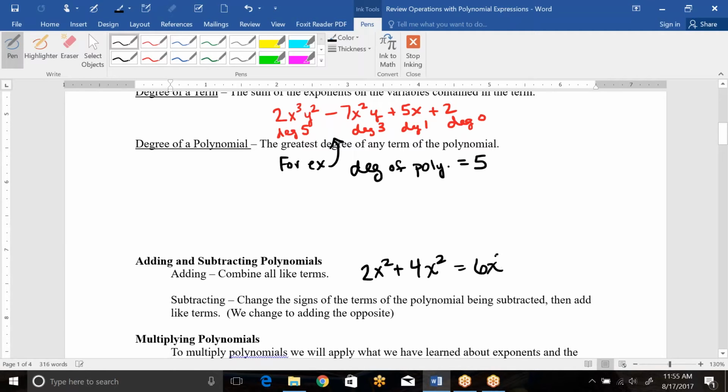So this would be 6x to the second. So remember, when you're adding or subtracting, you should just be looking at the coefficients after you've determined the like terms.